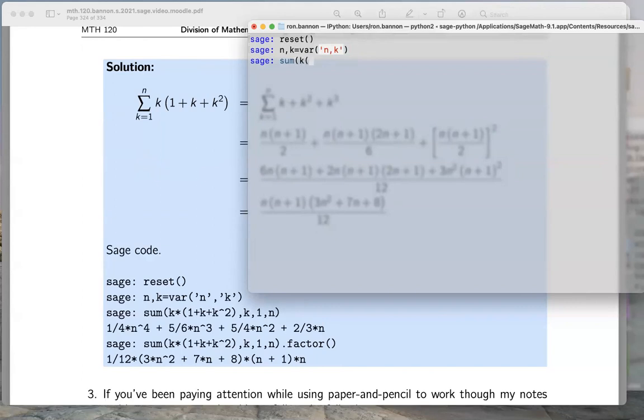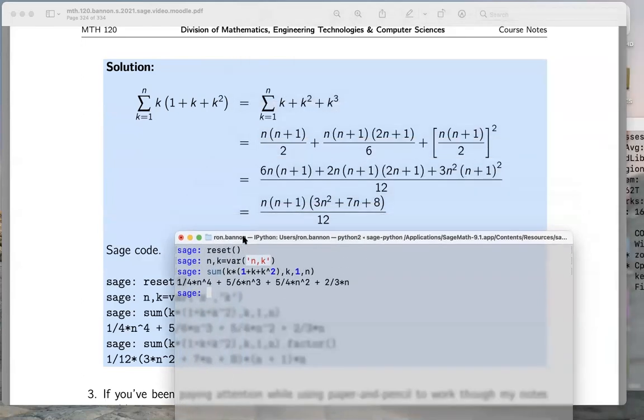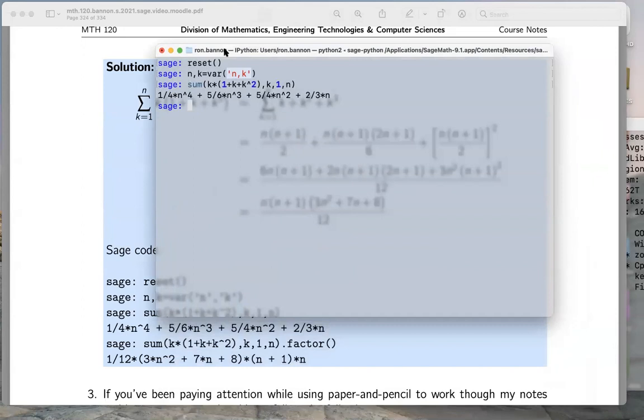k star, whoops, 1 plus k plus k squared. And close it out. The counter variable is k, and we're starting at 1 and going to n. Did I type that incorrectly? I think so. Good, we got that. Now, what it says kind of looks crazy, not what I was expecting to see. When I did my hand algebra, I got this over here, and I really can't see that as being the same. So I want to do that again, but now I'm going to say factor it.